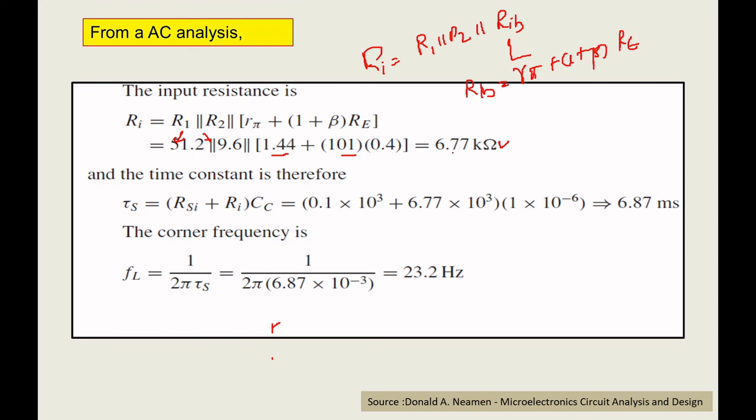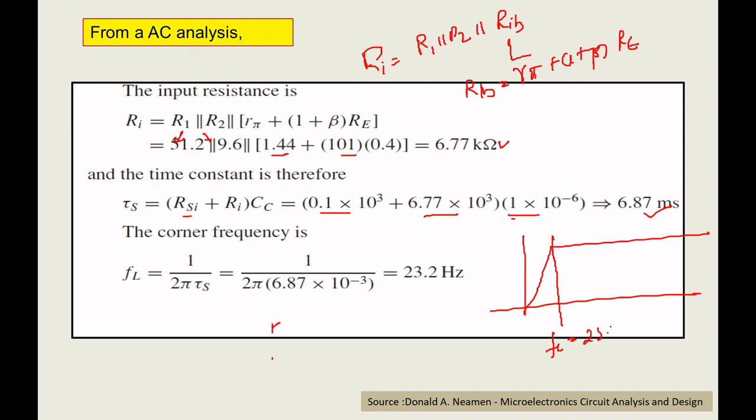If you are not getting it, see where you are making the mistake and try to get the answer. Then I want to calculate tau s. You already know RSI, it is given in the problem, 0.1 kilo ohm. Ri calculated is 6.77 kilo ohm, and there is a coupling capacitor of 6.87. If you substitute, it is very simple, just addition and multiplication, and you will be getting 6.87 milliseconds. Substitute and calculate your cutoff frequency. FL is 23.2 Hertz.